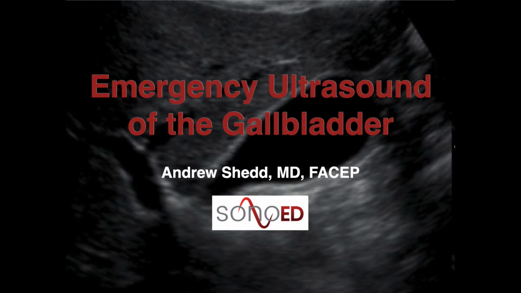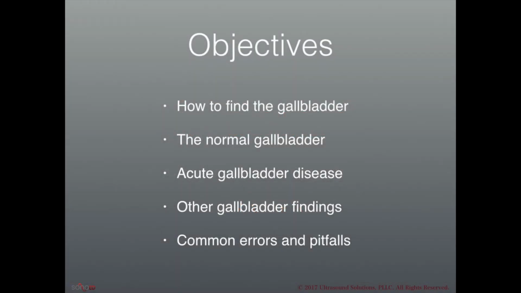Today we're going to be talking about the gallbladder. The first thing we're going to talk about is how to find the gallbladder, which can sometimes be one of the most challenging aspects of doing this study. Then we're going to review normal characteristics of the gallbladder, talk about pathologies of the gallbladder, some other benign findings that you might see, and then common errors and pitfalls.